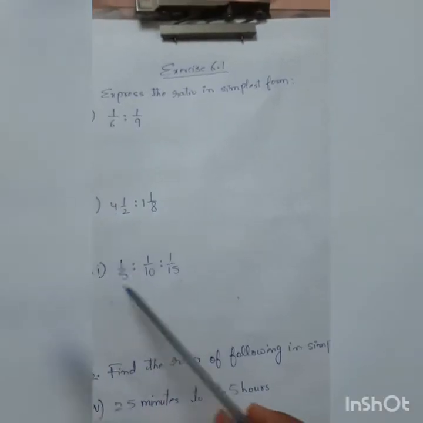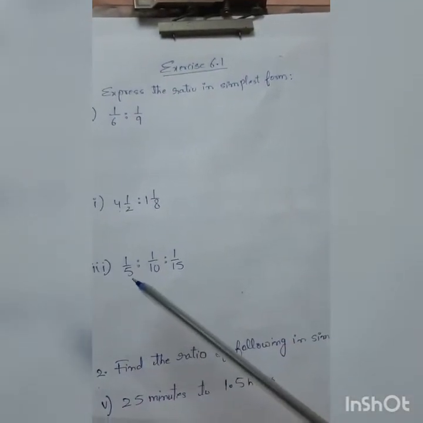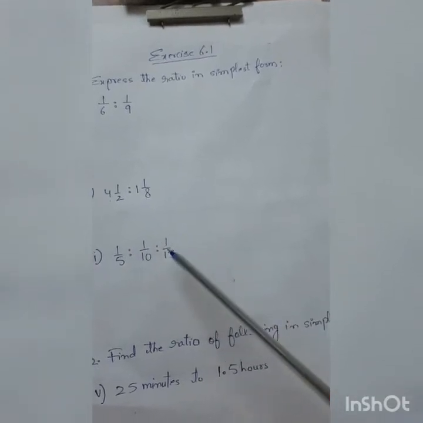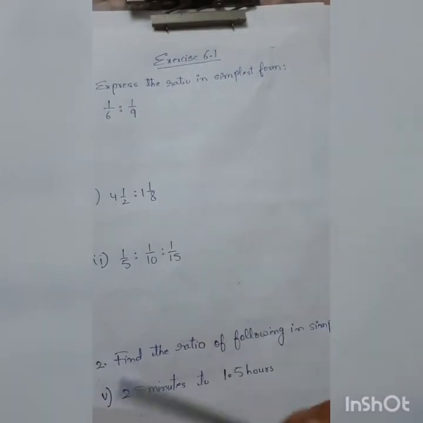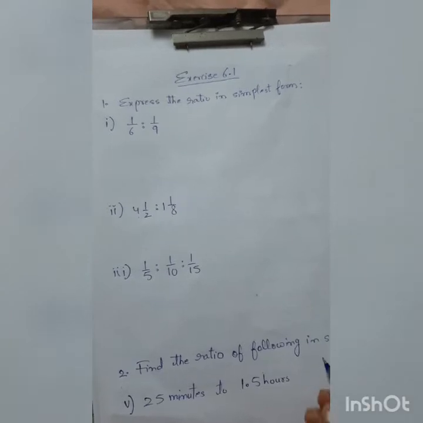I will solve the third part. It is saying express the ratio in simplest form. Why is it asking in simplest form? Because when the ratio terms are in fractions, it means it is not in simplest form. Or if the ratio is not in simplest units, or not in the same units, then also we have to do it in the simplest form only.